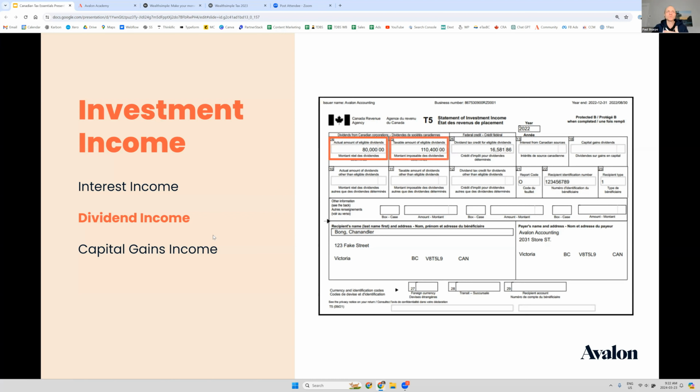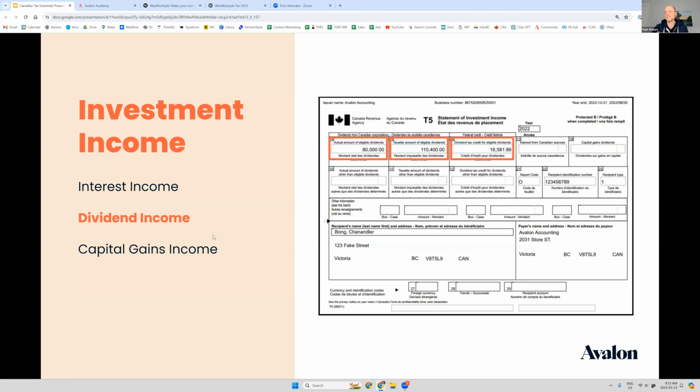There's this thing called gross up, which creates taxable income. So you'd see on your T5 this higher amount. And then what happens after that is there is a dividend tax credit. I'm not going to get into a whole lot of detail, but the idea is that dividends are paid from after-tax dollars in a company, meaning the company has already paid tax and they pay out money out of their after-tax earnings. And so it's already had tax paid on it.